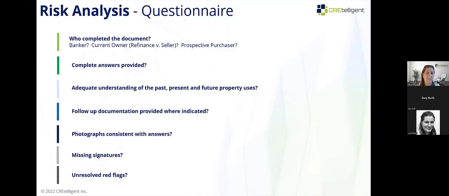Which is maybe just a few days before closing. Was it prepared by the current owner? Are they refinancing, or is the current owner a seller? The seller's interest in the transaction is different than a purchaser's interest in a transaction. So the seller doesn't want to have a hiccup in the transaction, and they want things to move along pretty smoothly. A prospective purchaser is likely going to be a little more conservative or concerned about what's happening.